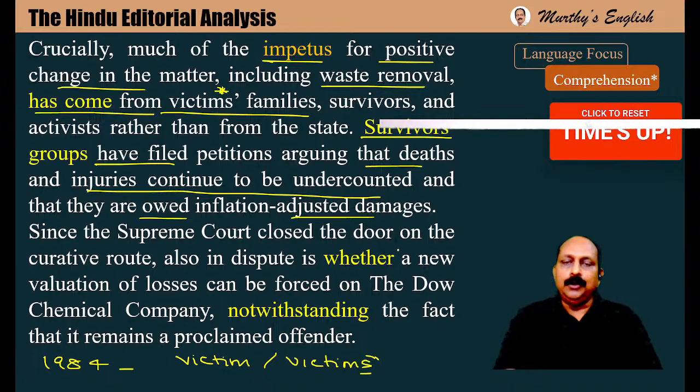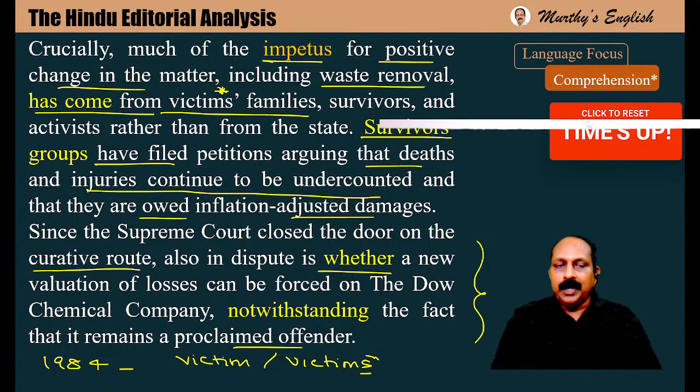Since the Supreme Court closed the door on the curative route, also in dispute is whether a new valuation of losses can be forced on the Dow Chemical Company, notwithstanding the fact that it remains a proclaimed offender. Supreme Court has closed the door, curative route. Based on that, one or two issues have become disputed. One, whether a new valuation of losses can be forced on the Dow Chemical Company. Whether it can be done or not, disputed. Notwithstanding means not considering the fact that it remains a proclaimed offender.